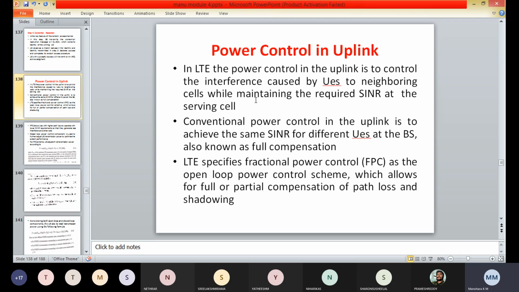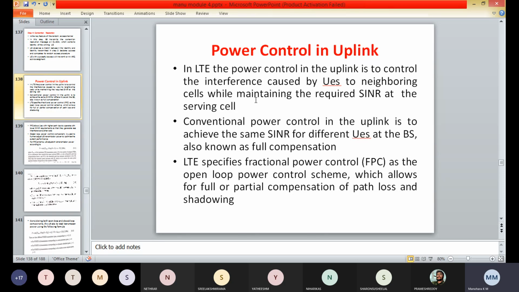So here we can describe the power control schemes for the physical uplink shared channel transmission in the uplink. The conventional power control in the uplink is to achieve the same SINR for the different user equipments at the base station, which is also known as full compensation, but it suffers low spectral efficiency as the common SINR is limited by the cell edge user equipments.